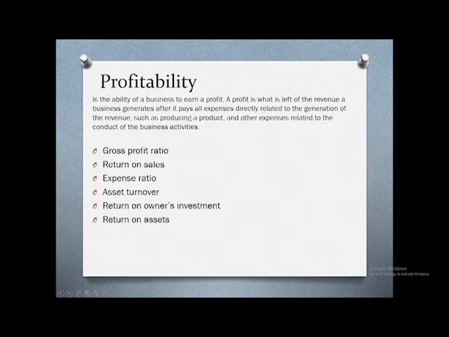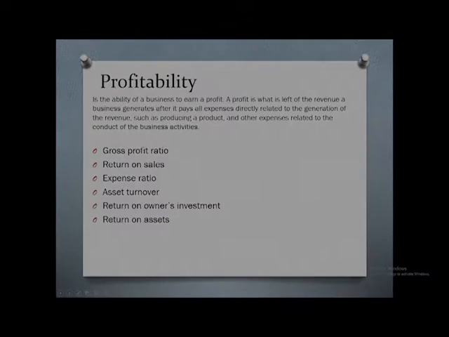Profitability is the ability of a business to earn a profit. A profit is what is left of the revenue a business generates after it pays all expenses directly related to the generation of the revenue, such as producing a product, and other expenses related to the conduct of the business activities. This can be measured by the following ratios: gross profit ratio, return on sales, expense ratio, asset turnover, return on owner's investment and return on assets.